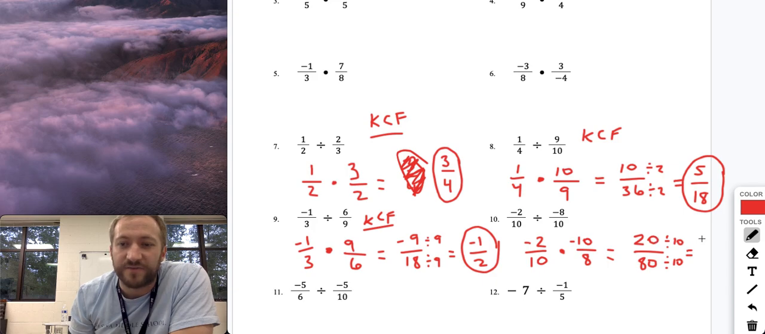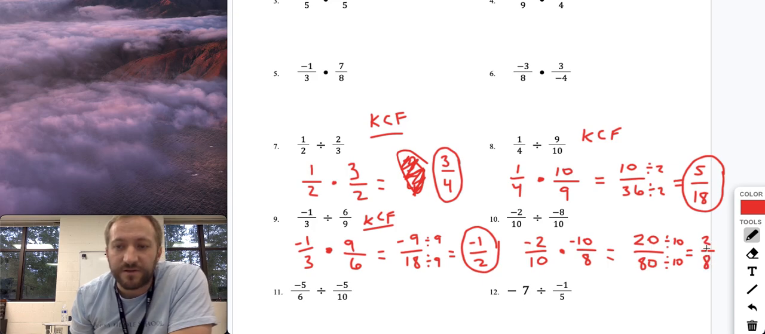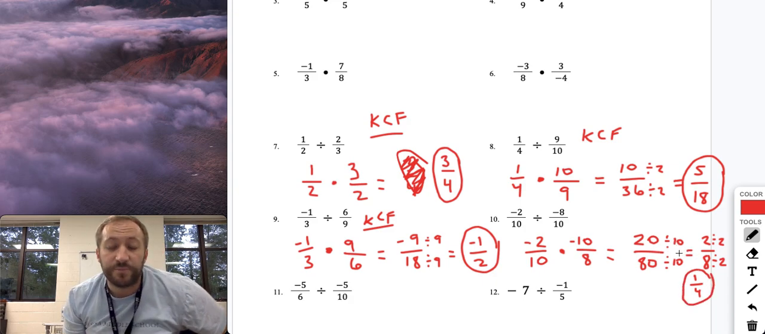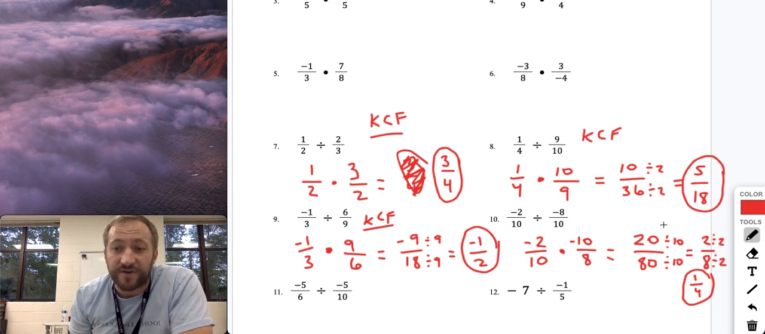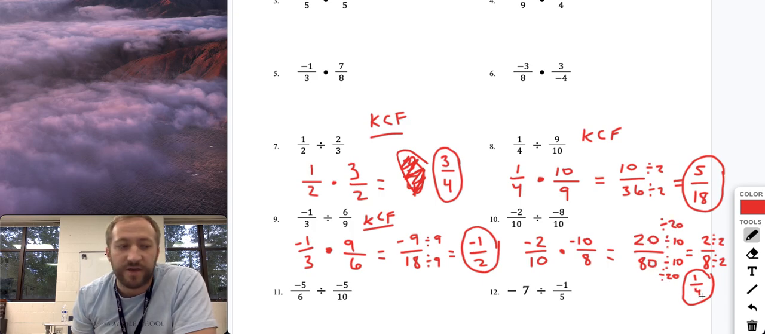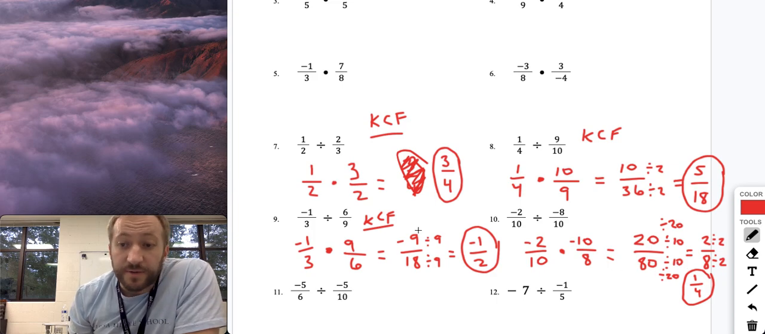20 divided by 10 gives me 2. 80 divided by 10 gives me 8. Now look, I still have even numbers. I know every even number I could divide by 2. That's always a factor. So 2 divided by 2 gives me 1. 8 divided by 2 gives me 4. I get 1/4. So it took me a couple of extra steps, but I get the same answer in the very end. Because if I had divided these both by 20, the actual greatest common factor, I would have gotten 20 divided by 20 is 1. 80 divided by 20 is 4. Would have given the same thing, okay? Sometimes we have to go in steps, and that's all right.